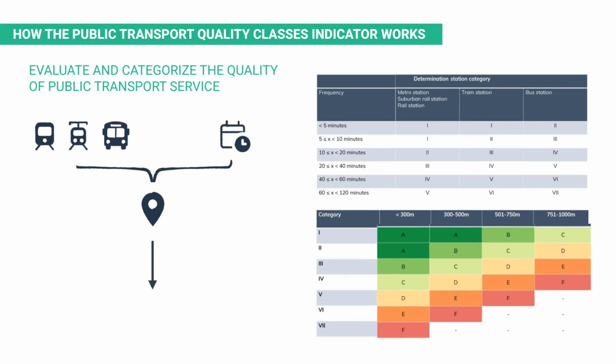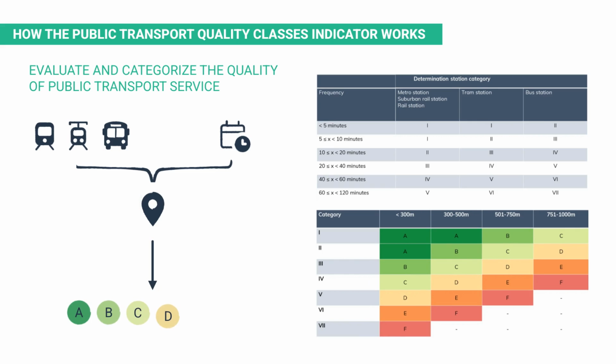The quality classes range from A, very good, to F, very poor. This indicator was developed in Switzerland and originally calculated with slightly different parameters, but we made it more flexible in GOAT while keeping the basic principles. Visit our documentation for more technical details.